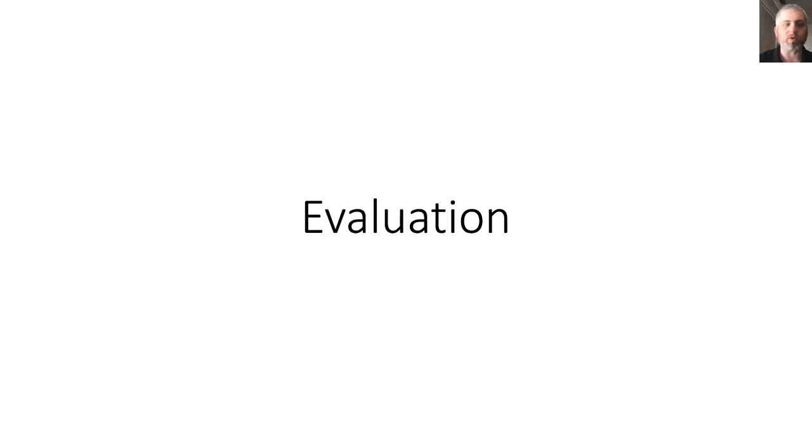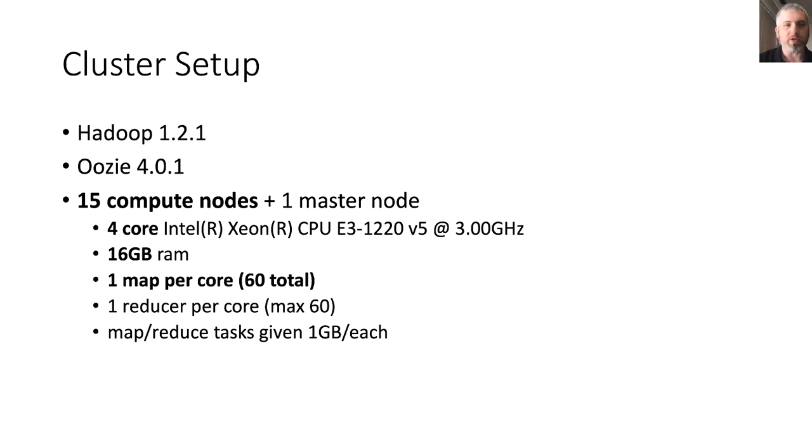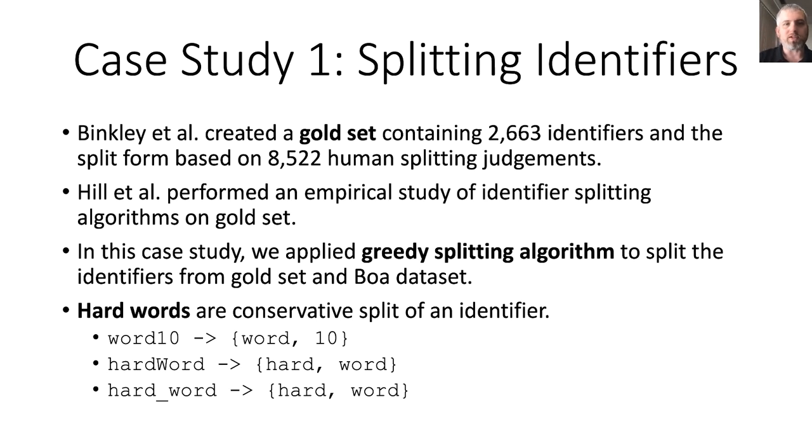To evaluate this work, we performed two fairly large-scale case studies. Both of them made use of our small cluster, so 15 compute nodes plus one master node. The runtime runs on an older version of Hadoop 1.21, as well as Oozie, which is a coordination slash scheduling framework. And so the first case study we did was looking at how to split identifiers.